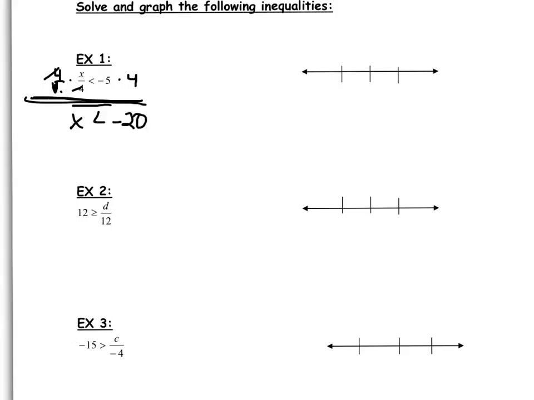Negative 5 times 4 is negative 20. In order to graph it, we're going to use an open circle at negative 20, and then x is less than, so you're going to go to the left.